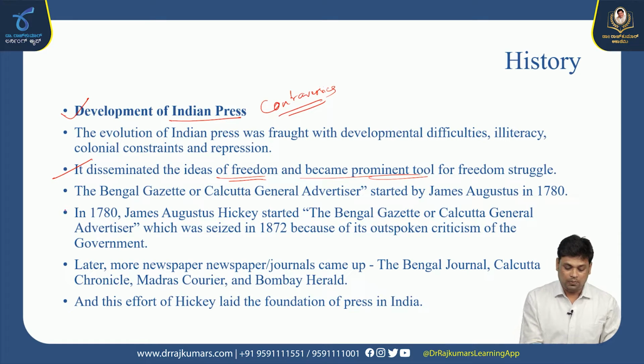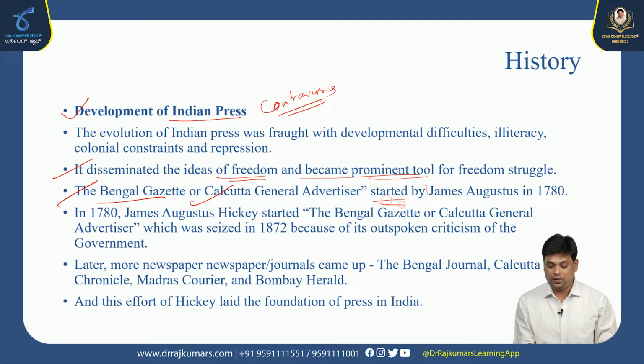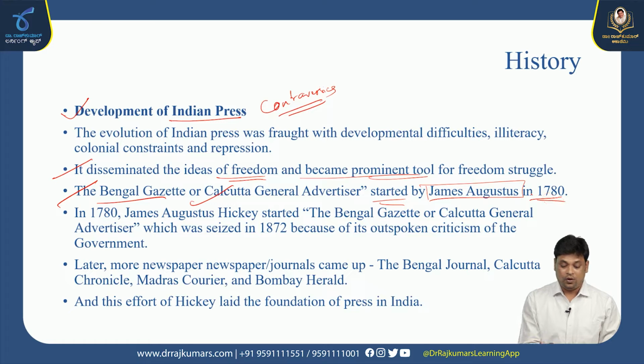independence. Okay, the Bengal Gazette or Calcutta General Advertiser was started by James Augustus Hickey in the year 1780. He started this particular paper, which was seized in the year 1782 because it started criticizing the policies of the British government. Okay, outspoken criticism of the British government.